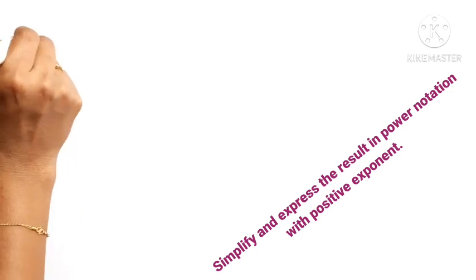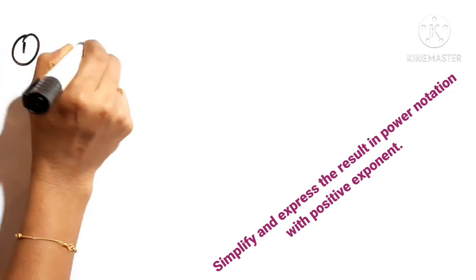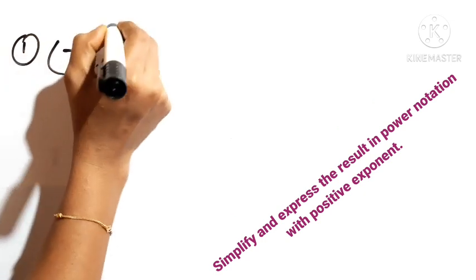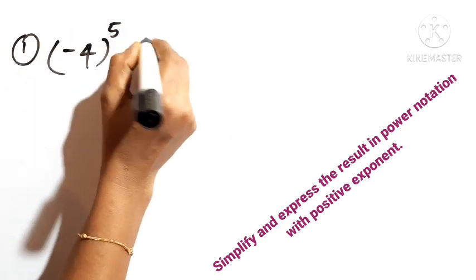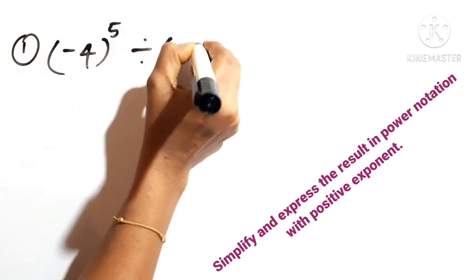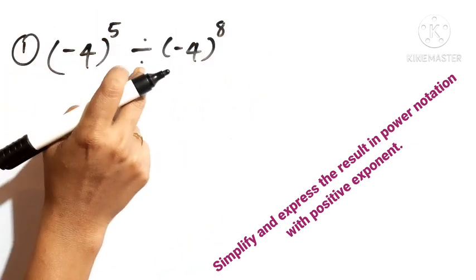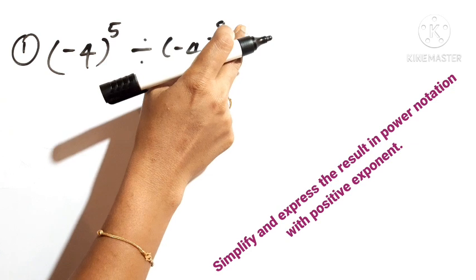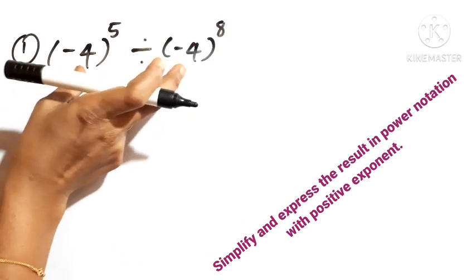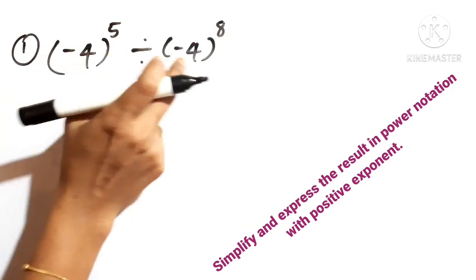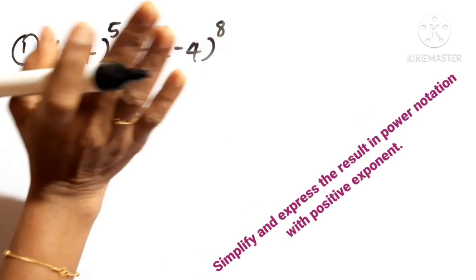Simplify and express the result in power notation with positive exponent. Our first question: (-4)^5 divided by (-4)^8. This is a^m divided by a^n form, no? We can see here equal bases, right? Minus 4. Exponents are different.